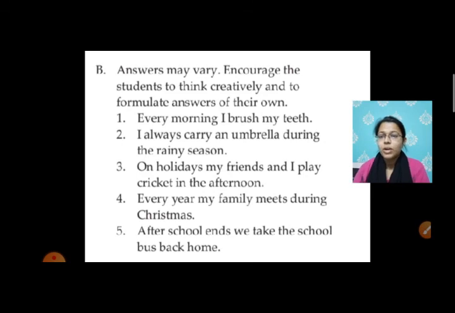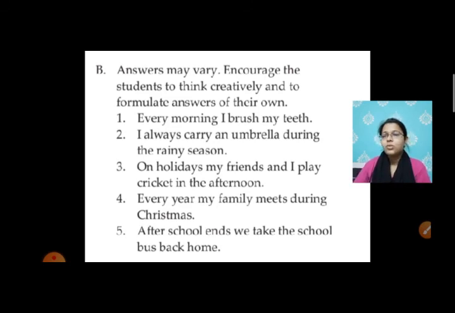Fourth one, every year my family. What does your family do every year? You can write whatever you want to. You can write, every year my family goes out for a picnic, or every year my family meets during Christmas. Now let's see the fifth one. After school ends, what do you do after school ends on the regular basis? Well, after school ends, we take the school bus back to home.